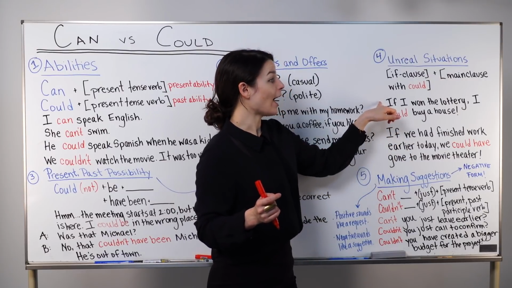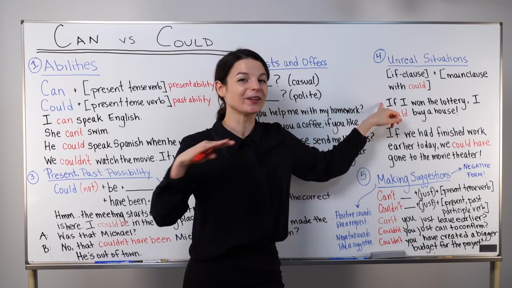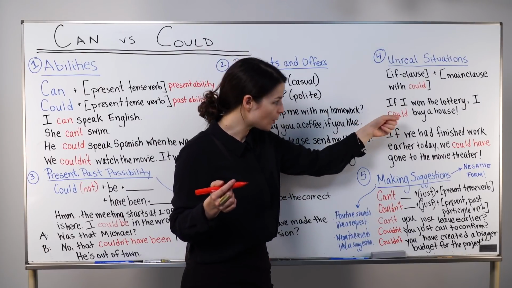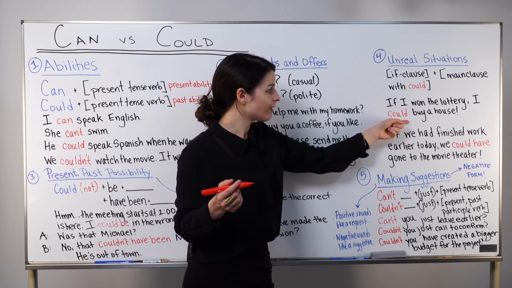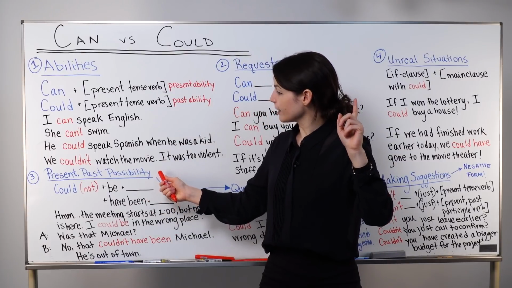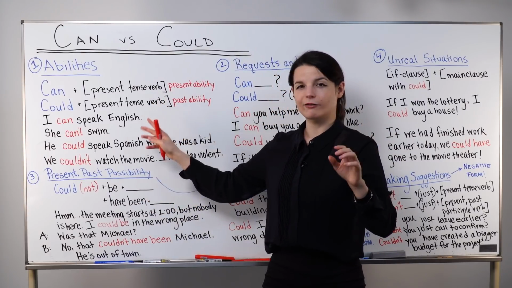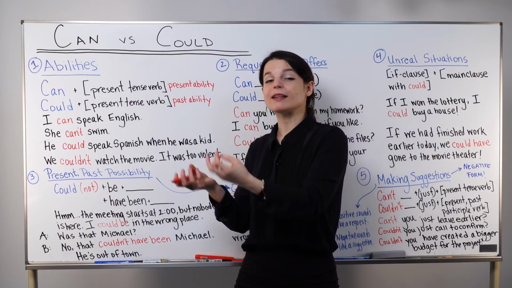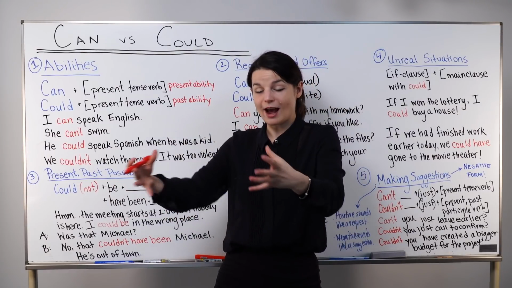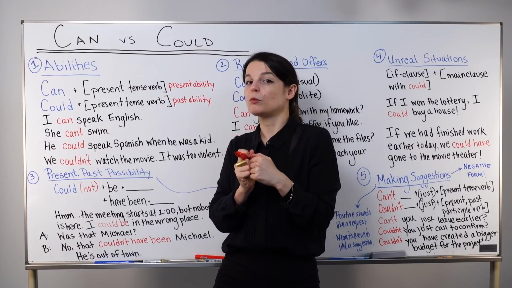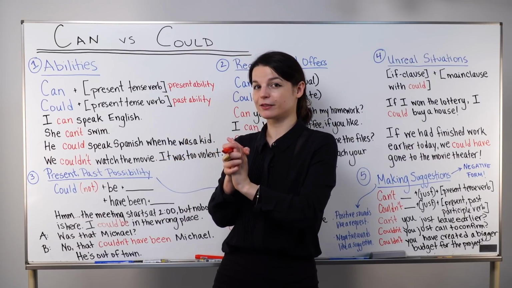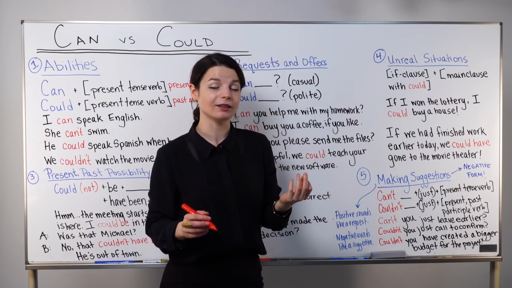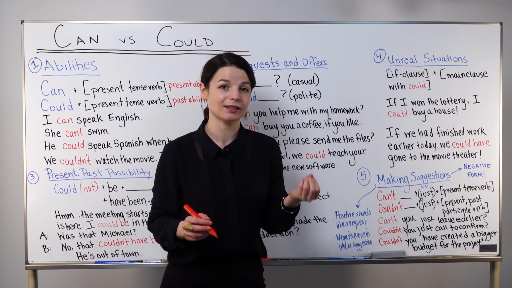Anyway, if I won the lottery, meaning I have not won the lottery, but if I did, I could buy a house. This could is reflective of this possibility point, or you can think of it as this ability point too, a little bit. It means I would be able to. I would have lots of money, so it would be possible to buy a house. So we use could to reflect that. If I won the lottery, I could buy a house.